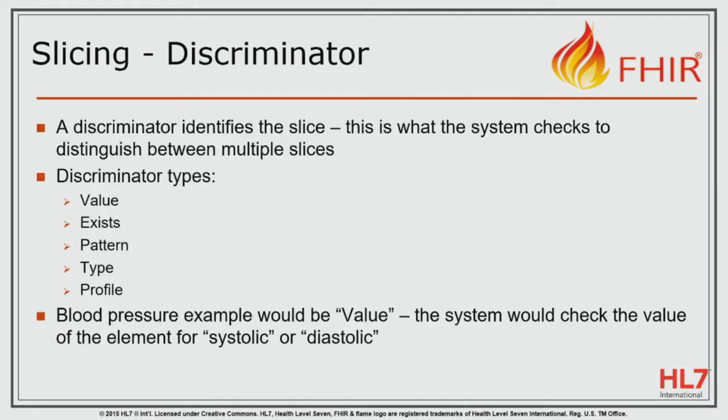And then what were the other ones? There's type. I can't think off the top of my head what a type slice is. Can anybody think of an example for a type slice? You have a value that could be an integer, a positive int, or an unsigned int. Right, we implicitly slice on type all the time whenever you've got something like Observation.value, where multiple types are allowed. When you are saying, I want to set what the constraints are if I have a value codable concept, and I want to set different constraints if I have a value attachment, that is type slicing.